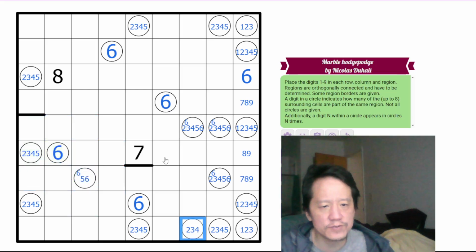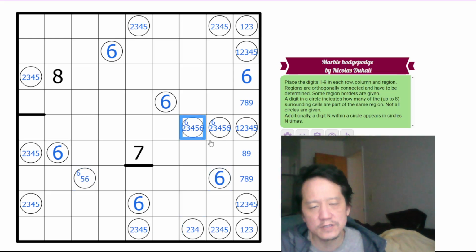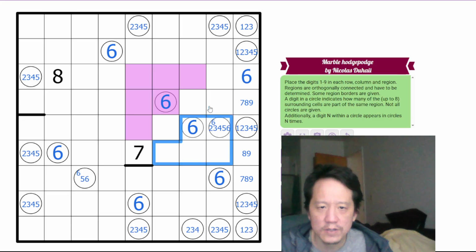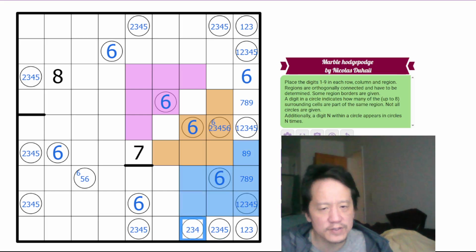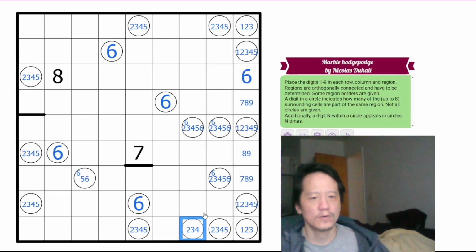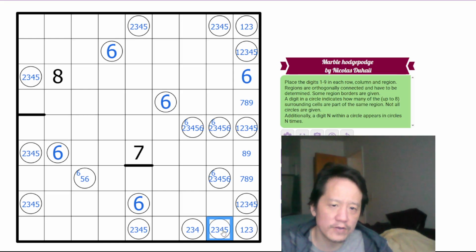And if this, instead of this being 6, this is 6, this is 6, we'd have the same issue here. This would be pink, orange, this would have to be blue, and then this can't be 5 and this can't be 5, essentially. This could still be 5 here. Okay. So if this is 6 and this is 6, this has to be all the same region.